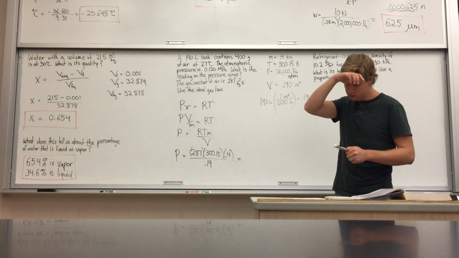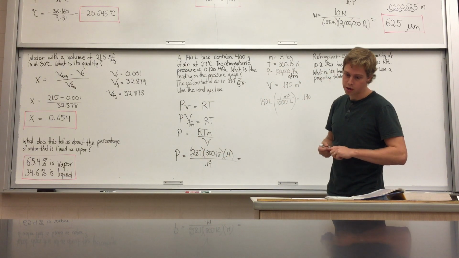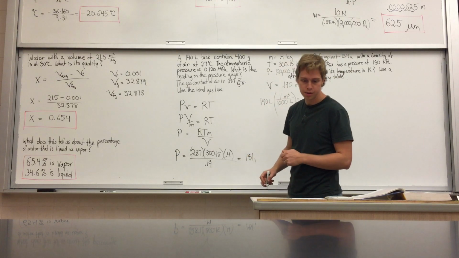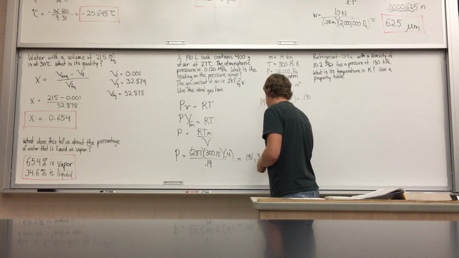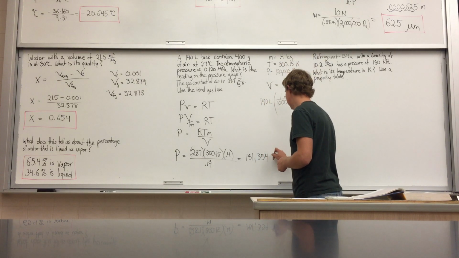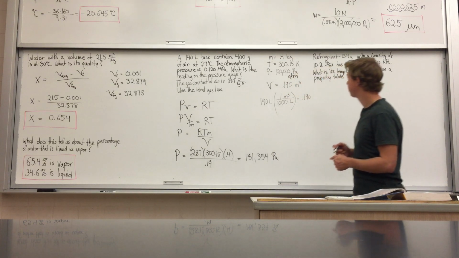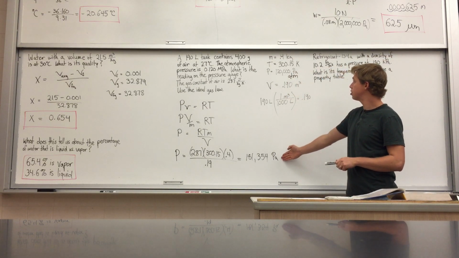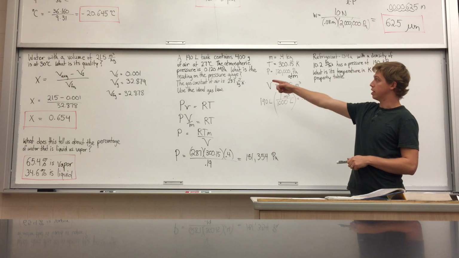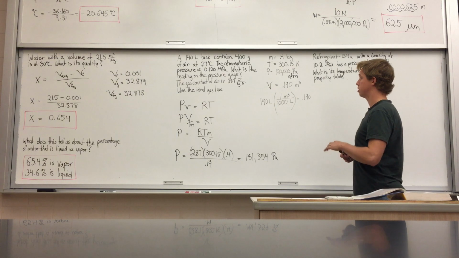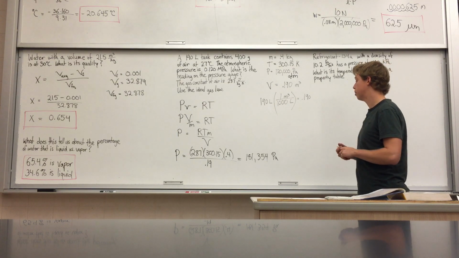And I get out a pressure of 181,354 pascals, rounded to the nearest pascal. Remember that this is my absolute pressure. I would like to know the gauge pressure since they're asking me what is the reading on the pressure gauge. Don't forget this step on your exam.